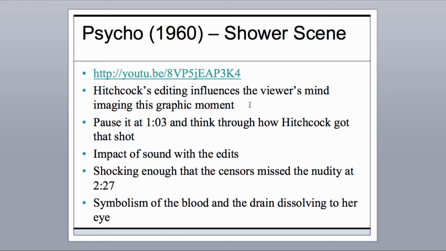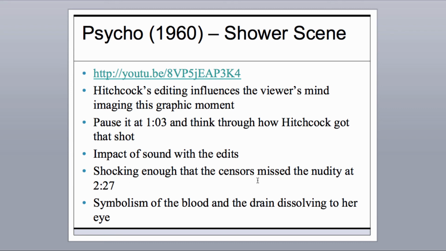They wanted to create a graphic impact to it, so if you watch this scene, pause it at 1:03 and think through how Hitchcock got that shot. It's of a shower head, water coming right at the lens of the camera. How did he take that shot? How did it work? Then notice the impact of sound with the edits. You've got different types of sound. Sound of the shower, sound of the extreme heavy music when violence starts, mixed with dialogue sound of Janet Leigh yelling, screaming, and terror as it goes on.